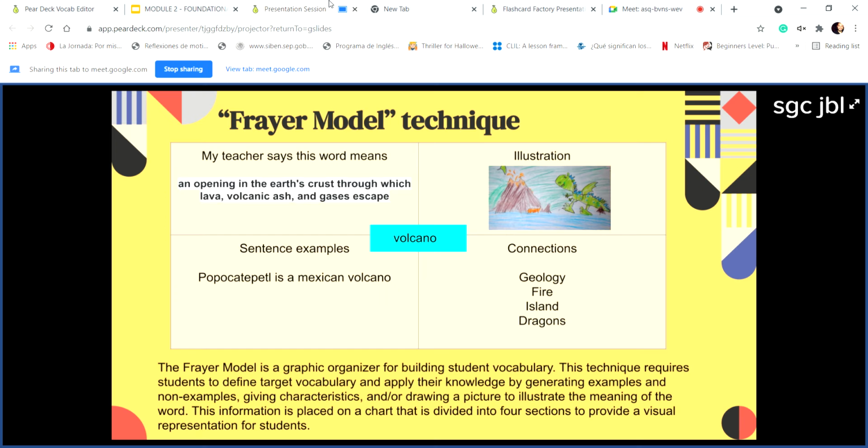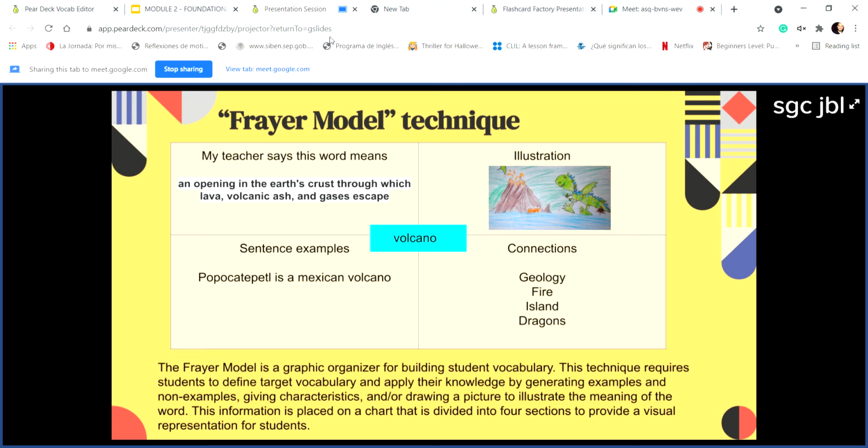So I will say this is one of my favorites. I don't know if you have heard it before, but it's, again, an ancient technique when it comes to working on communicative abilities, teaching any language, anyone, not just English. This is the Frayer model technique.